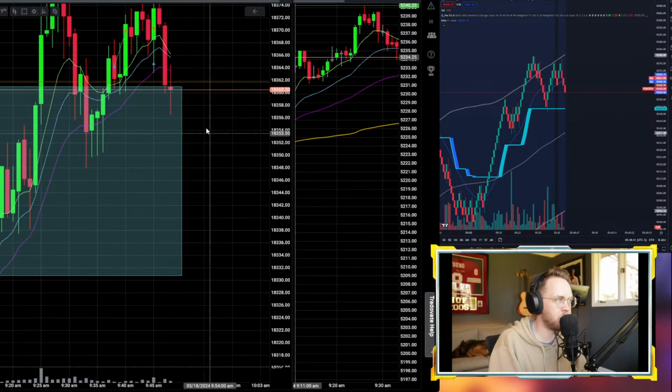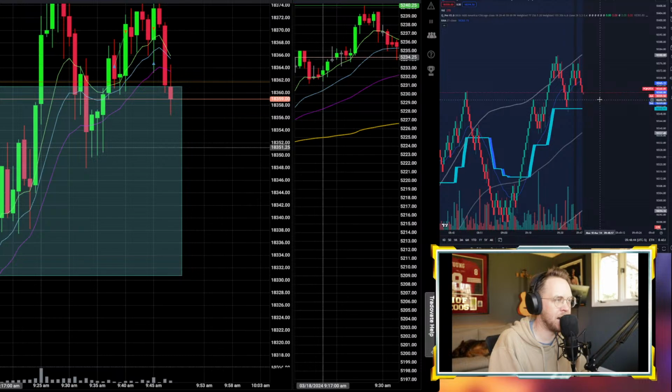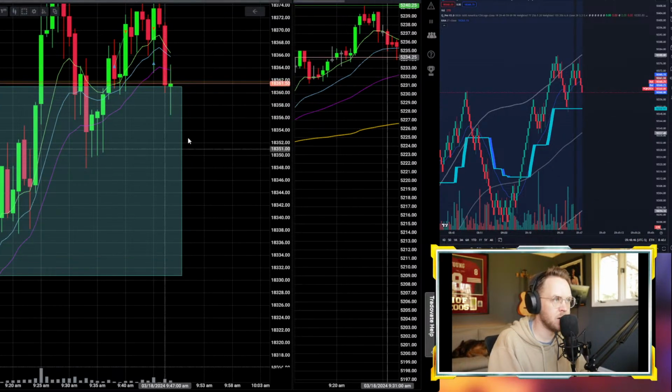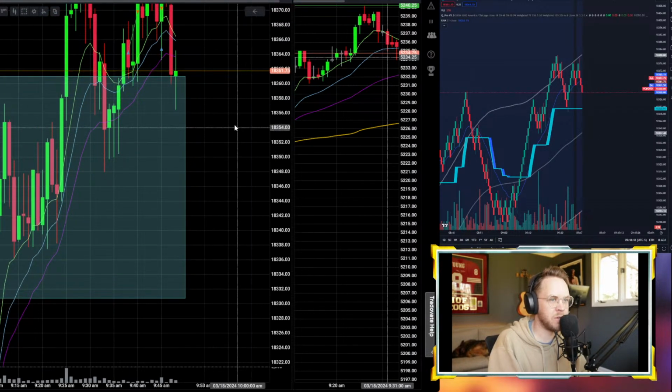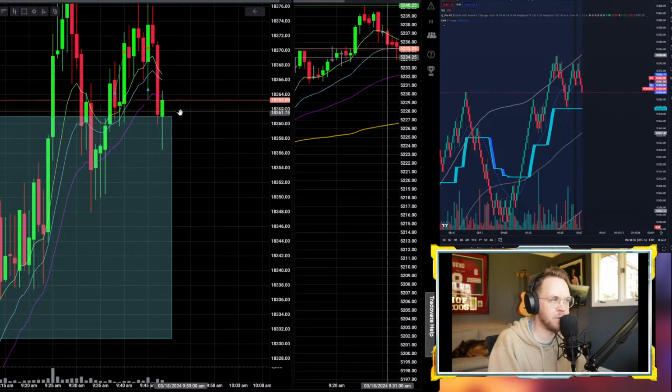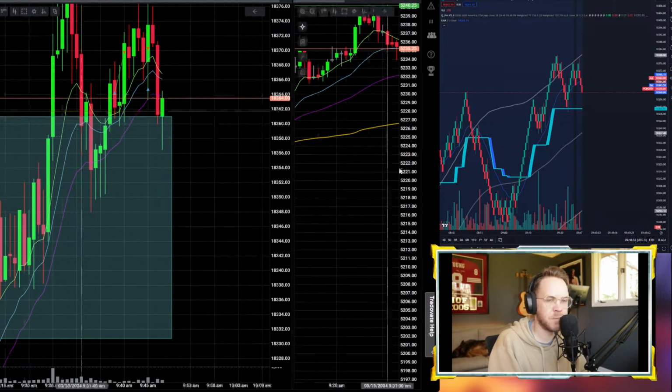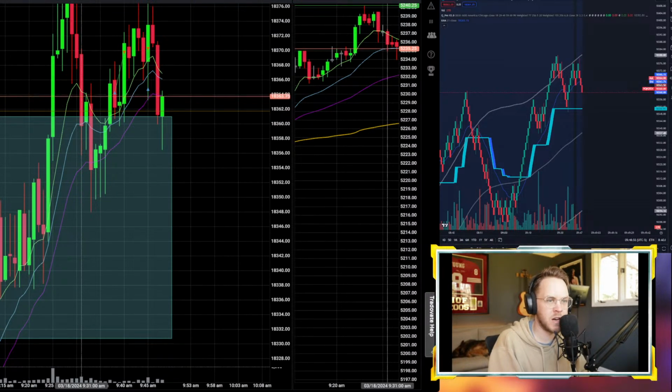So for this, I'm not abiding very well by this Renko strategy, but I'm really not following it right now because we are bouncing around on this opening range high, and I'm kind of enjoying trading this opening range high right now.